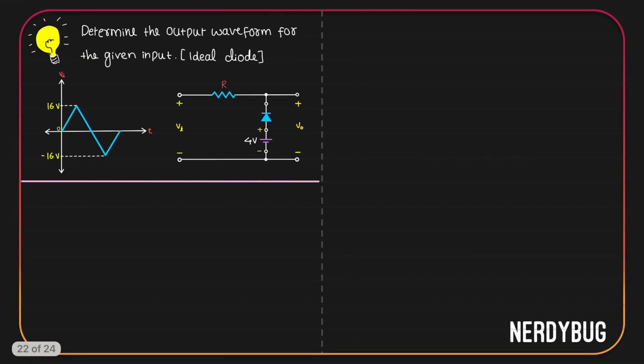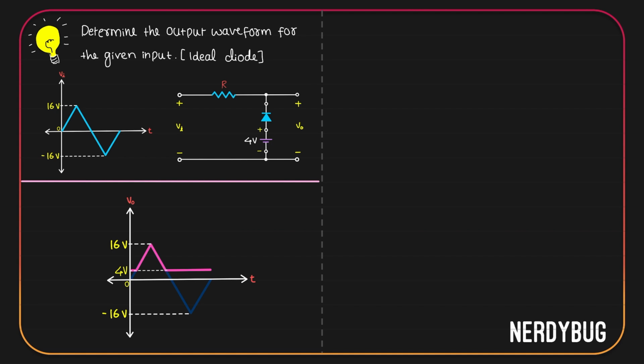Let us solve another problem. Determine the output waveform for the given input. Diode is ideal. Here the input is a triangular waveform, but that doesn't matter to us. Let us check the circuit. From the direction of the diode, we can see this is a negative clipper. From the direction of the cell, we can see the clipping is going to happen at plus 4 volt. So everything that is below plus 4 volt will be clipped. The output will look like this. Whenever the input is less than 4 volt, output is simply 4 volt. Whenever the input is greater than 4 volt, output is equal to input.